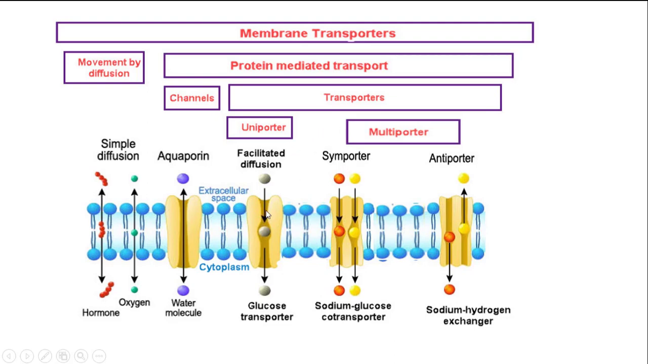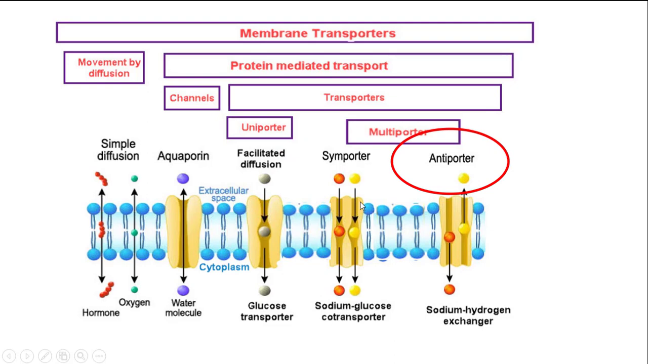Now, uniporters are transporters capable of transporting only a single molecule at one time, and uniporters are also called facilitated diffusion. One example is the glucose transporter that is available within the proximal convoluted tubule, especially at the basolateral membrane of the epithelial cells. Multiporters are divided into two types, symporter and antiporter.